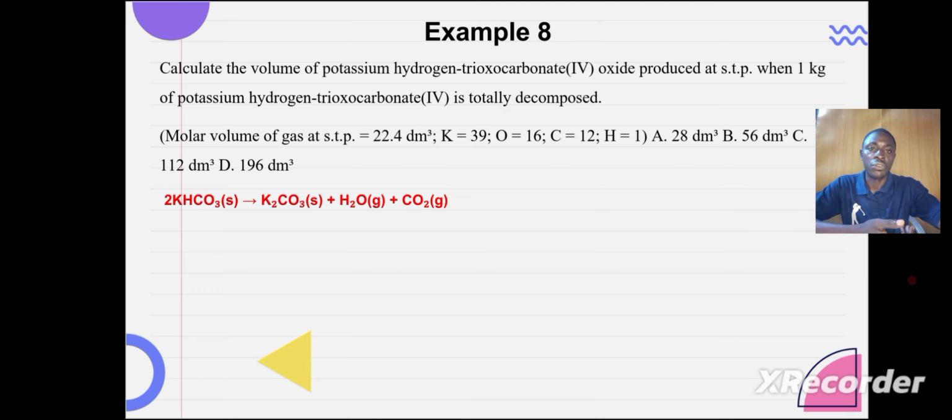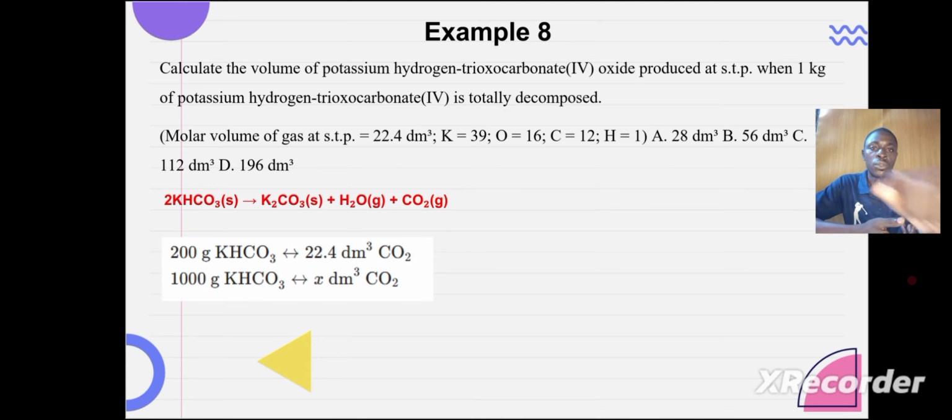This is the equation for the reaction. This is potassium hydrogen trioxocarbonate 4, and then this produces carbon 4 oxide at the end of the day. So we are calculating the volume of carbon 4 oxide, and we're given the mass of potassium hydrogen trioxocarbonate 4. So the relationship should be between the mass of potassium hydrogen trioxocarbonate 4 and the volume of carbon 4 oxide.